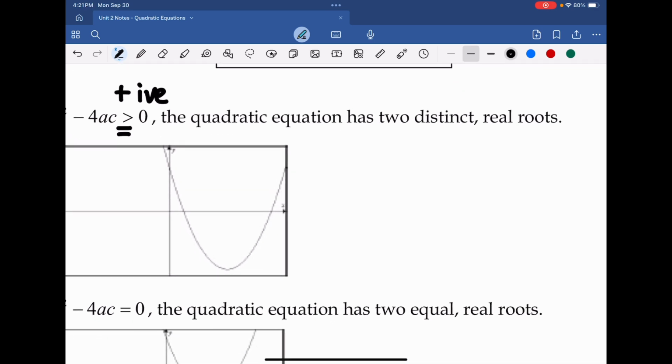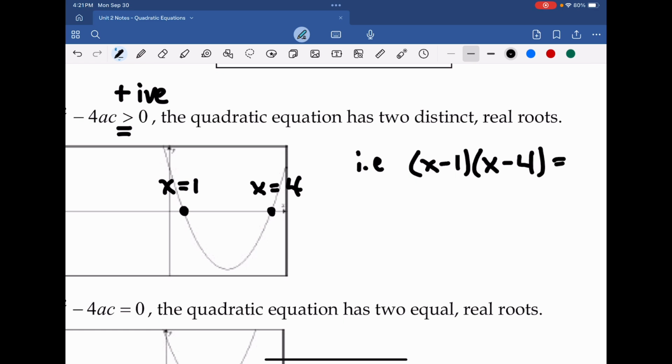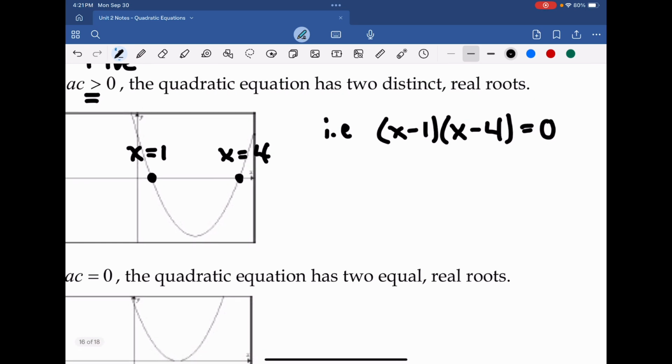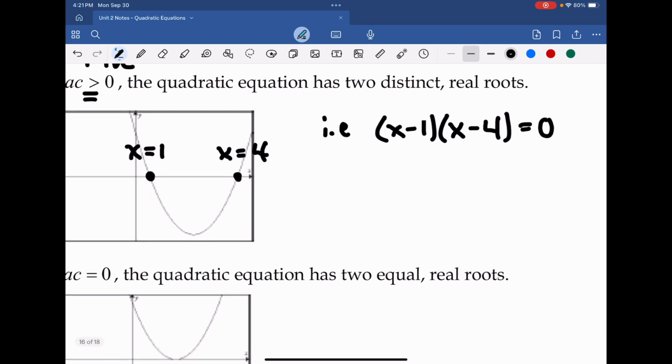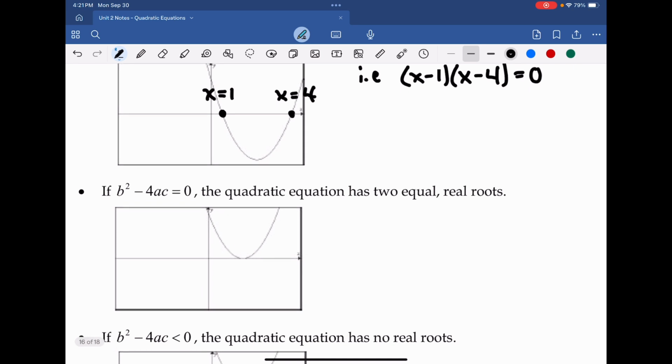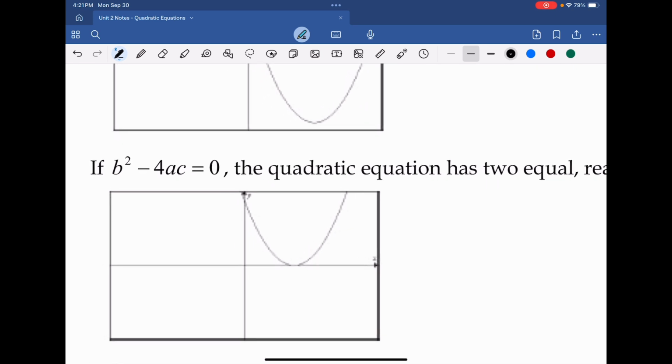Suppose we have the example just below here. Let's say one solution is x equals 1 and the other is x equals 4. Our equation to symbolize this would be (x minus 1)(x minus 4) equals 0. These are 2 distinct real roots. They're independent of one another. They are connected to the same equation, of course, but they are independent of each other in terms of different solutions. The other situation is, instead of greater than 0, where the discriminant is equal to 0.